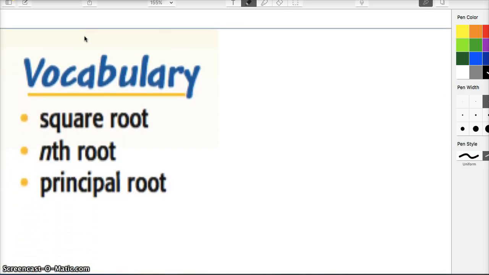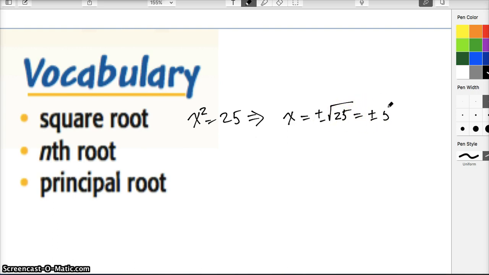Our vocabulary consists of three phrases: square root, which you should be familiar with, right? So if I told you x squared is equal to 25, we can take the square root of both sides. And when we do that, we get that x is equal to, we have to consider positive or negative 25, or plus or minus 5. That's the idea when we take the square root, right?